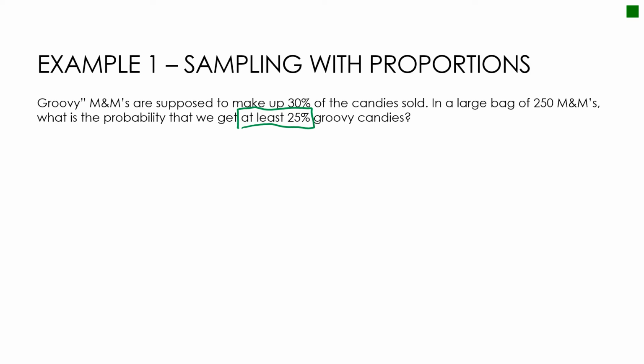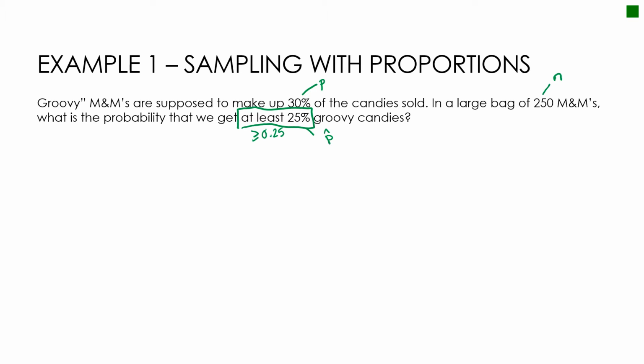So again, before I even check conditions or anything, not a bad idea to say, hey, guess what? This is P. This is what I'm expecting to have happen, I'm expecting 30% of candies to be groovy. 250 is my N, that's the number of trials because I'm going to be checking those M&Ms. And at least 25% is going to be the P hat, that's going to be my observed, or the value that I'm checking. And at least means that I'm going to want my value to be greater than or equal to 0.25.